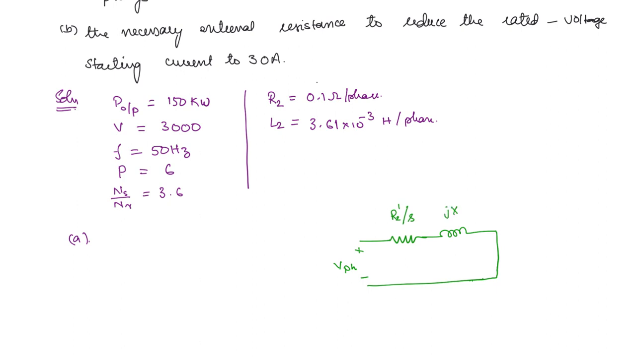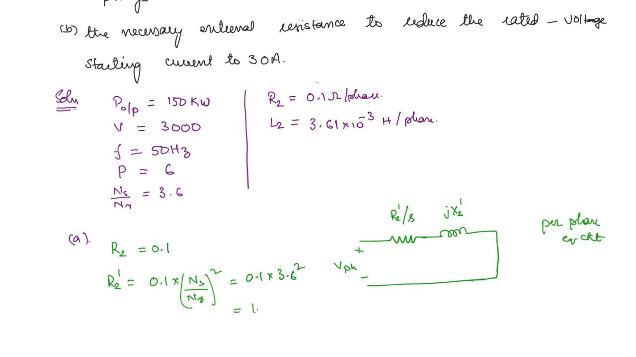And similarly, this is jX2 dash. Okay. So what is R2 dash? R2 we know, R2 is 0.1. This is the per phase equivalent circuit. So R2 is 0.1. What will be R2 dash? Referring to the stator side, 0.1 into the stator turns divided by the rotor turns, whole square. So NS by NR is given as 3.6. So if you calculate this, you are going to get 1.296 ohms.